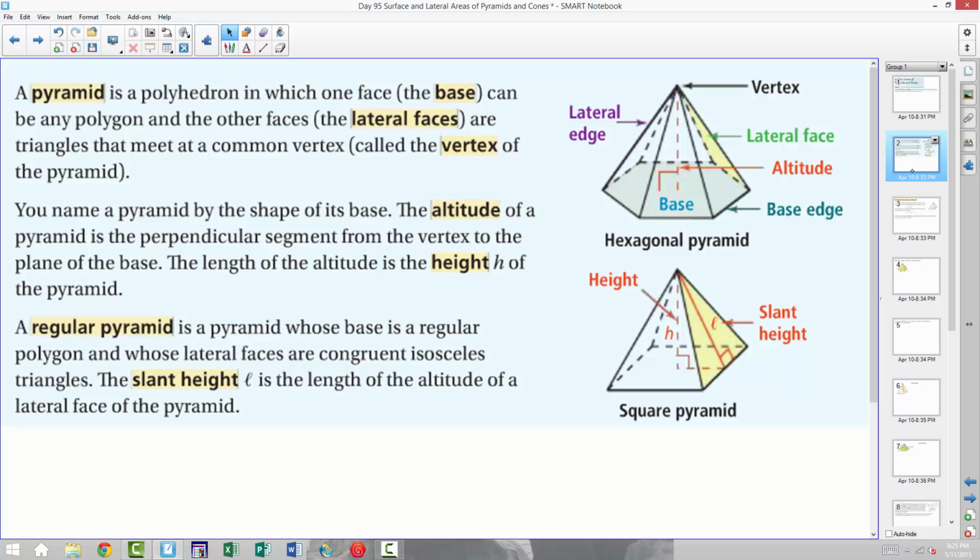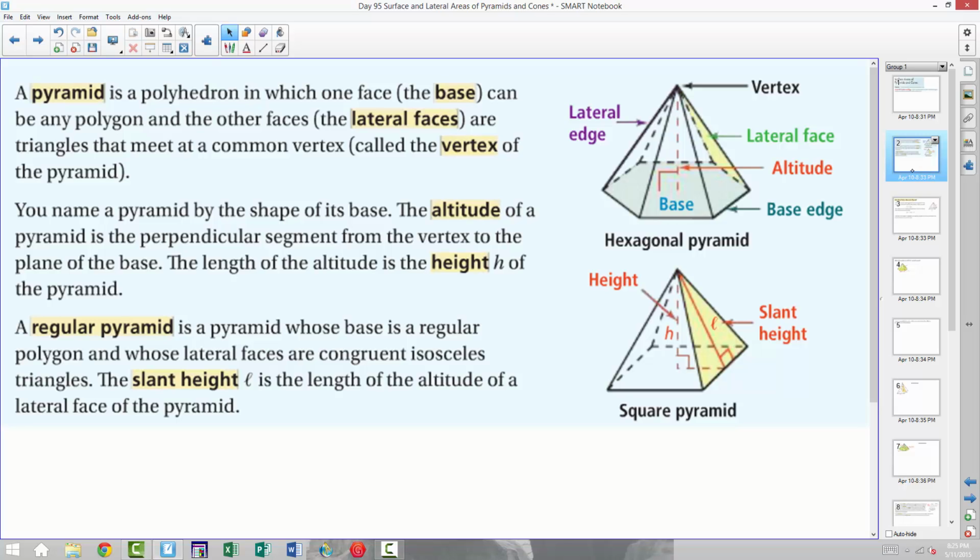The altitude of the hexagonal pyramid in the diagram to the right is the distance from the vertex to the middle of the base, or center of the base. You're going to have a lateral edge, a base edge and a lateral face. You're also going to have a slant height and a height.